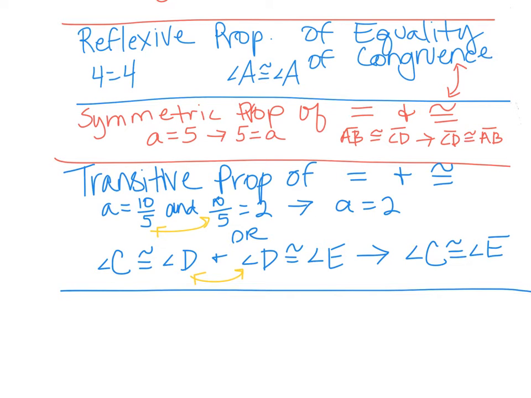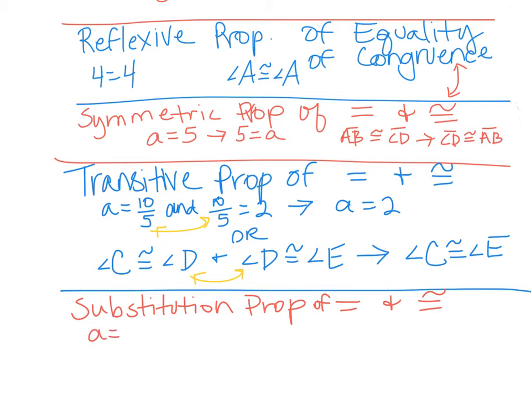Anyway, substitution property of equality and congruence. So here, this is when you can replace something into another algebraic expression or equation as long as it's equal. So if A equals 5 and we have 6A plus 2, we're not even going to put an equals, we can now write 6 times 5 plus 2. We can substitute it in.